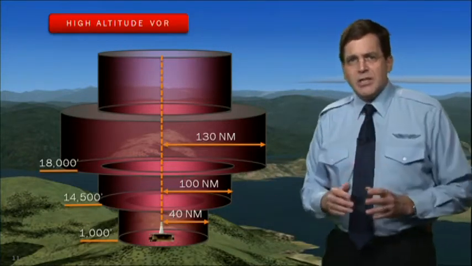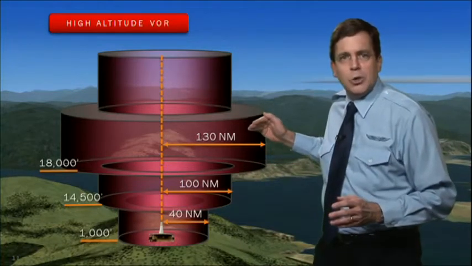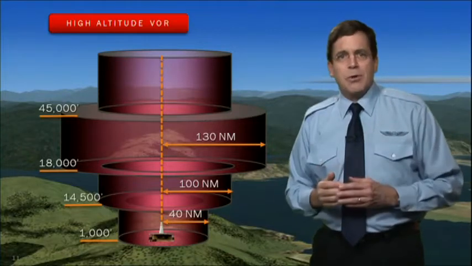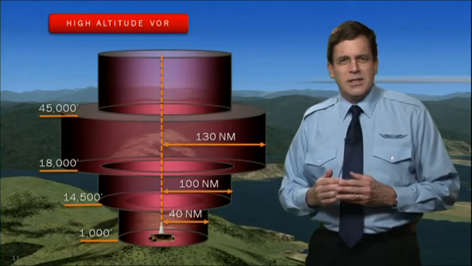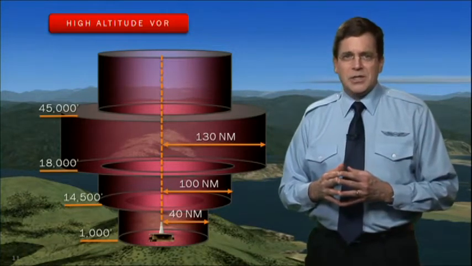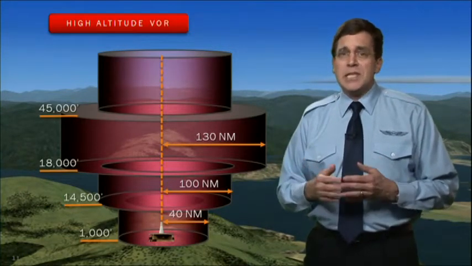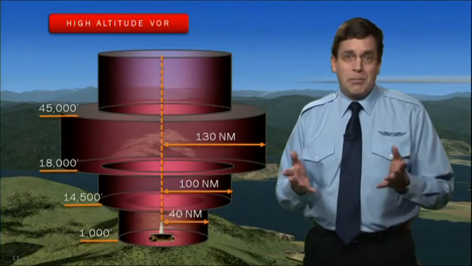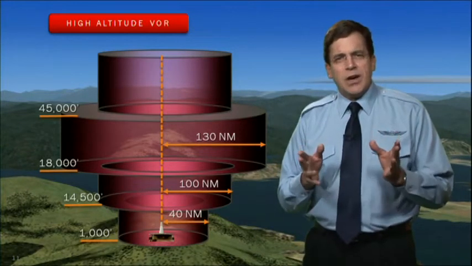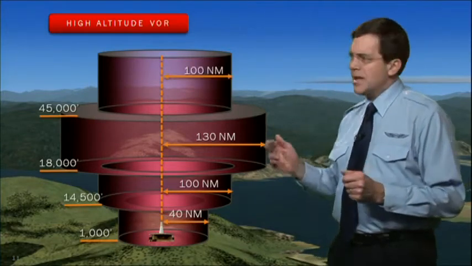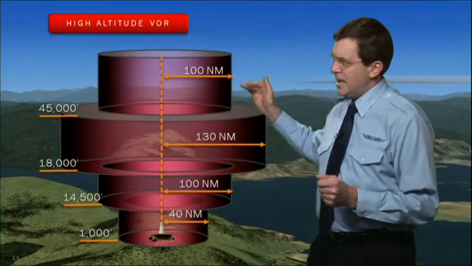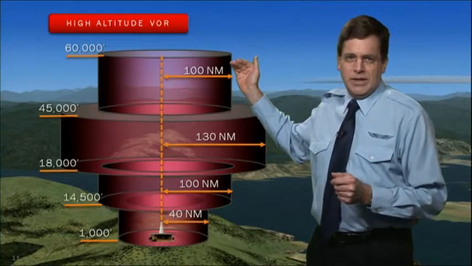This tier starts at 18,000 feet and goes up to 45,000 feet. It extends out to 130 nautical miles. You won't fly your typical general aviation aircraft above 18,000 feet very often. Only sophisticated aircraft and equipment are able to operate in the full range of this largest service volume. The service volume shrinks to a radius of 100 nautical miles above 45,000 feet and continuing up to 60,000 feet.